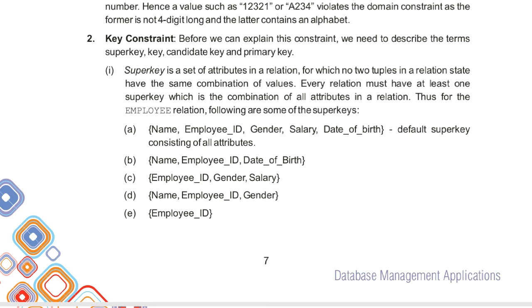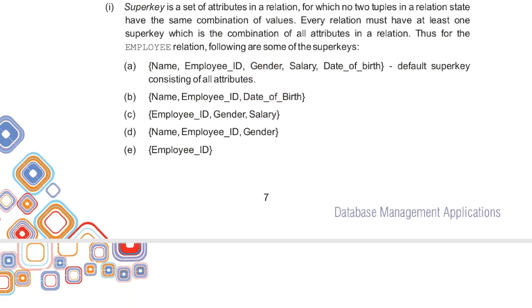Similarly, from employee ID, gender and salary, if gender and salary are taken together and we remove employee ID, we can't take gender and salary as a super key. Why? Because both of these have the same values for Neha and Himani, they are female and the salary is also the same, so we can't take these two attributes as a super key. But if we add employee ID to these two attributes, then we can make it a super key, because one of them has a different value.